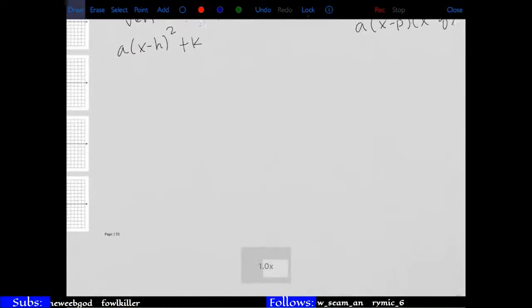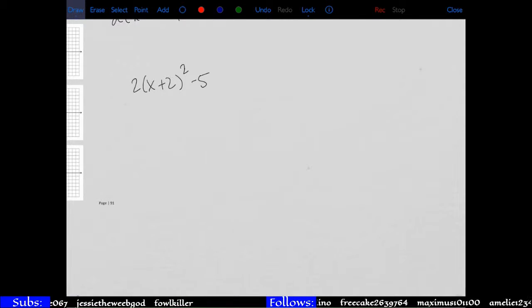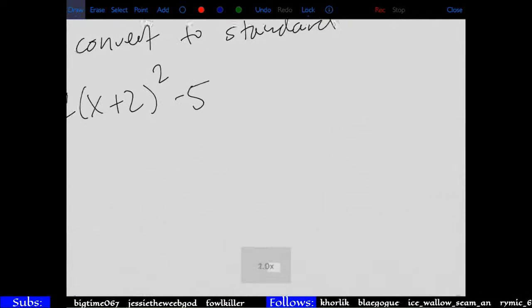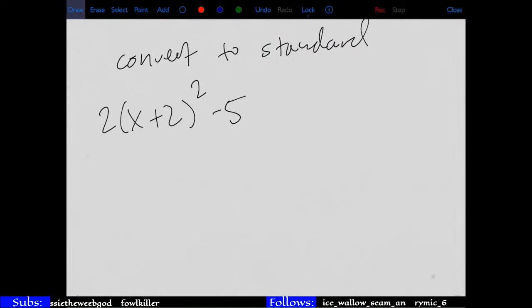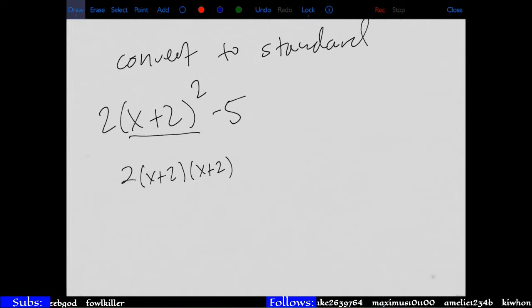So first off, let's convert a vertex to standard. Let's go 2 times x plus 2 squared minus 5. If I wanted to convert that to standard, all I have to do is multiply it out. This is vertex form. So to convert to standard, we just multiply everything out. So x plus 2 squared is x plus 2 times x plus 2. So it's 2 times that minus 5.